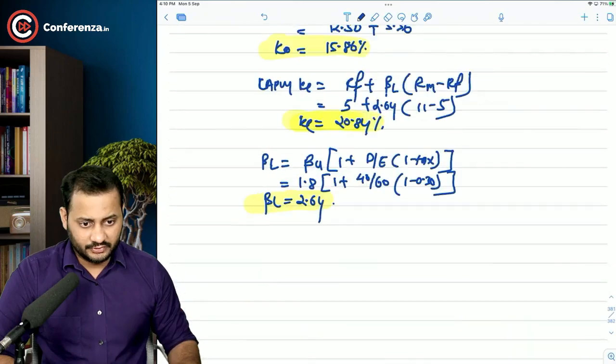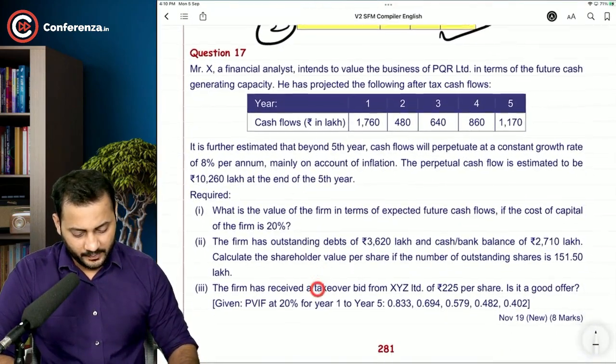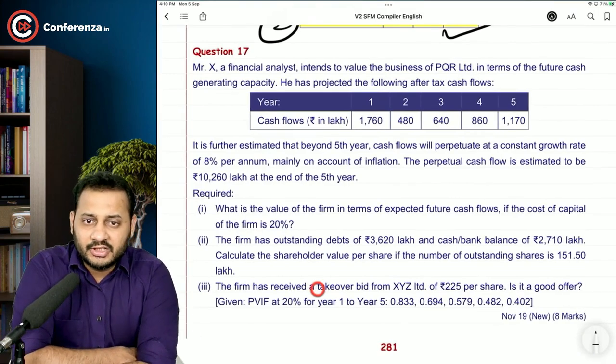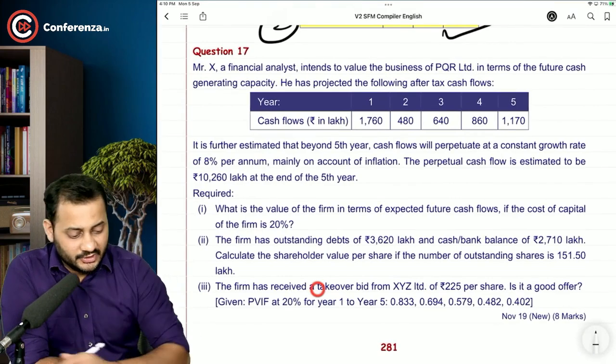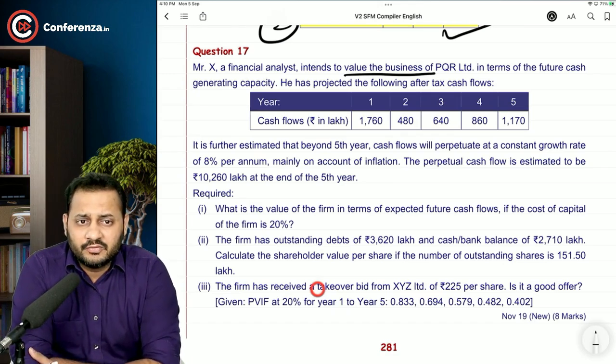Let's come to the next question now. Question number 17. Mr. X is a financial analyst, intends to value the business. Again, what we have to do is calculate the value of the business in terms of the future cash generating capacity. He has projected the following after-tax cash flows. Year 1, 2, 3, 4, 5 cash flows are like this.